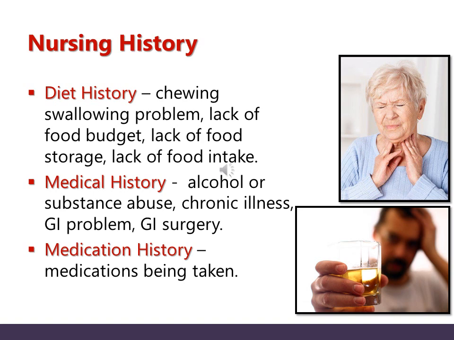If your patient has a chronic illness, in most cases, their nutritional intake is also affected. If the patient has a gastrointestinal problem, more or less the patient would have a problem with nutrients. If the patient had surgery in the gastrointestinal system, you would expect that the patient has a problem with nutrition. Now, how about medication history? Perhaps some medications are affecting the nutrients of your patients. You need to ask the patient, what are the medications that you are currently taking? Because some of these medications could have an effect on their nutritional status as well.